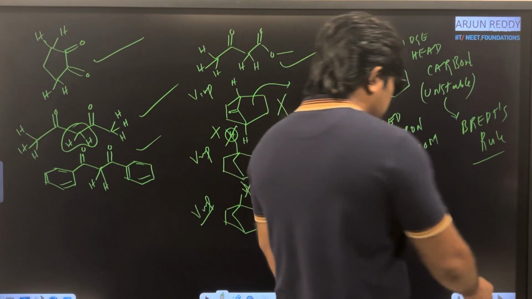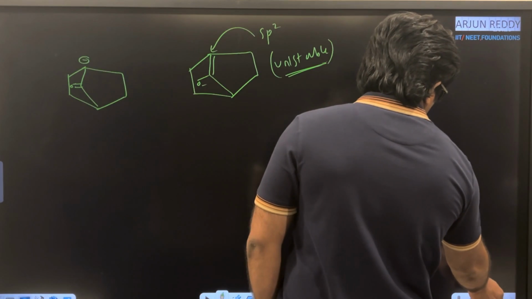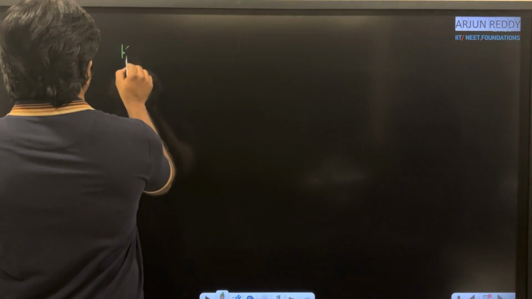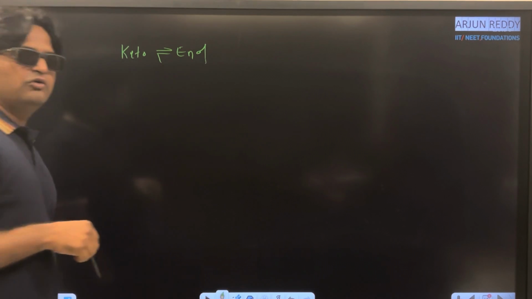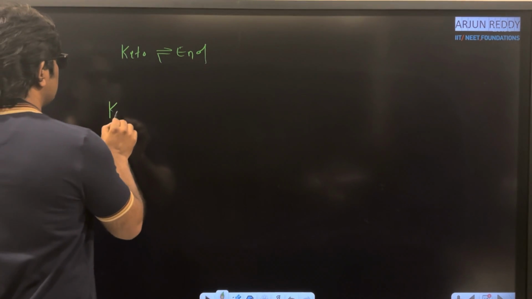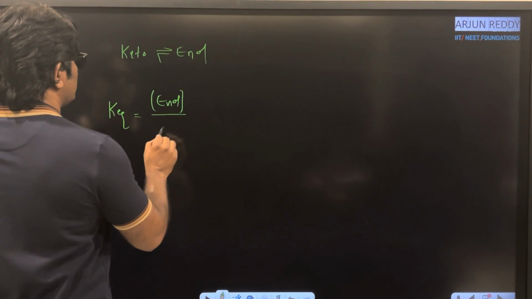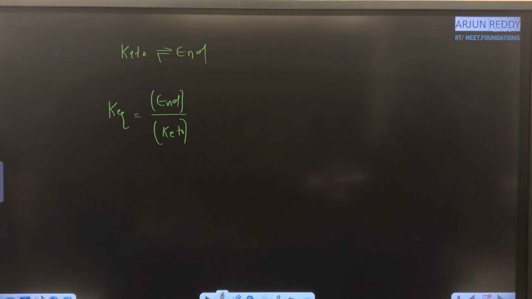Next one, in the case of keto-enol tautomerism, remember these points. Before writing keto and enol forms, for example, on the left side there is a keto form and on the right side the enol form. So how do we represent that equilibrium constant? Equilibrium constant equals the concentration of enol form divided by the concentration of keto form. So write this down: the equilibrium constant equals the concentration of enol form by the concentration of keto form.